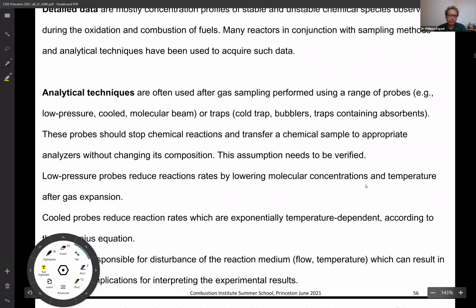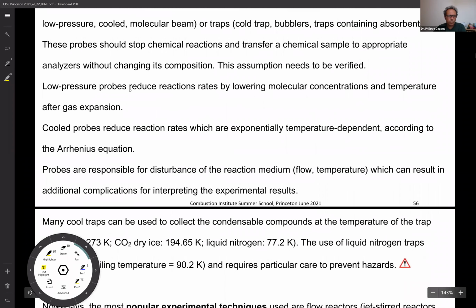And same thing, we've seen that many reactions are pressure dependent and their rate constants increase with temperature. This is not always the case, as we will see later, but for these reactions which are positively temperature dependent, there is also an effect on the rate of the reaction. It will reduce the rate of reaction if we reduce the temperature. Cooled probes reduce reaction rates if they are exponentially temperature dependent, according to the Arrhenius equation that I showed you yesterday. And probes are responsible for disturbance of the reaction medium, flow and temperature, which can result in some complications when we try to interpret the results through chemical kinetic modeling. And I will develop on that a bit later.